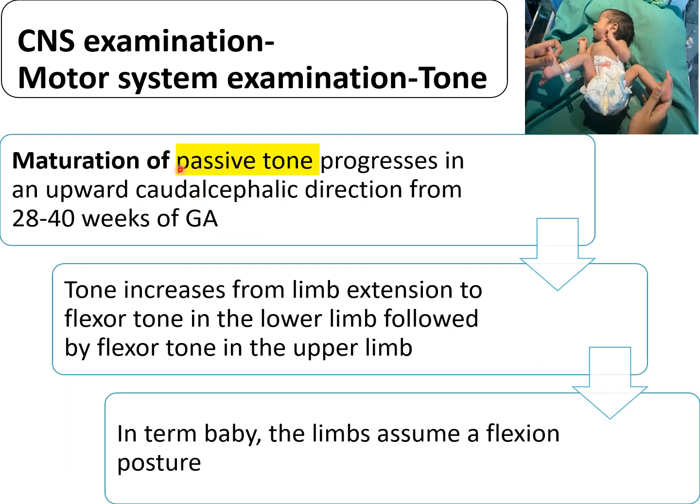While the maturation of passive tone occurs in a caudocephalic direction, toe to head direction. Its maturation starts at 28 weeks of gestational age and is fully mature at 40 weeks of gestational age. Basically, it corresponds to the myelination of the motor pathway. So in the limb tone, limb extensor tone occurs first, then flexor tone, and first in the lower limb, then in the upper limb. So in the full term baby, you will find that the baby is able to maintain the flexed posture of all four limbs. While in the preterm baby, it will depend on the maturity of the baby.